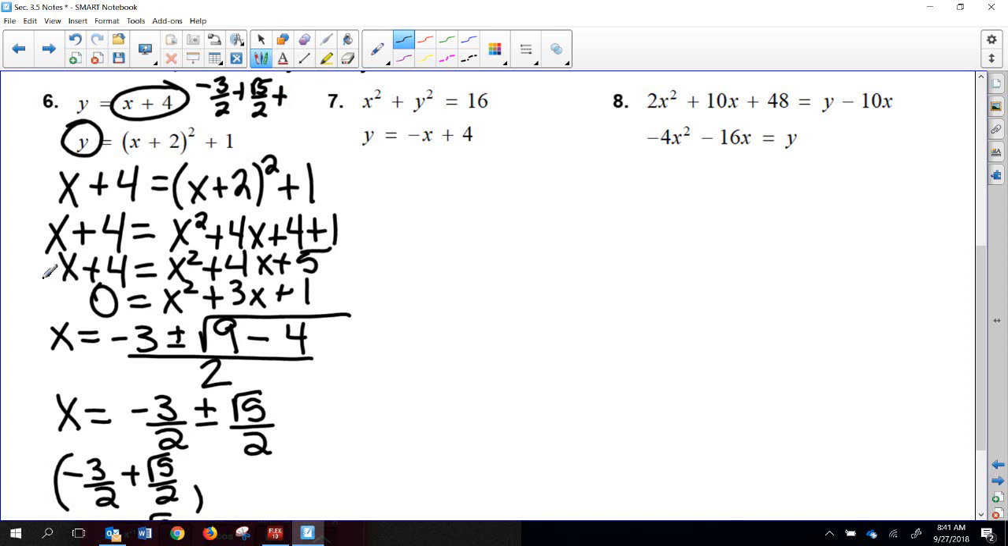What am I going to name 4? I'm not going to call it 4. I'm going to call it what? To get a common denominator. 8 over 2, right? So then my solution that's going to go along with this, my y value that goes along with this x, is going to be 5 over 2 plus radical 5 over 2.